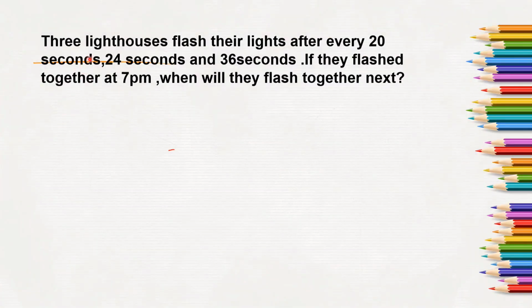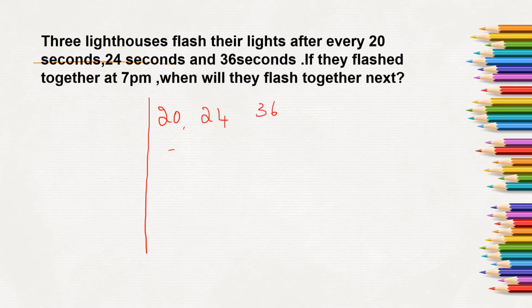Next question. Three lighthouses flash their lights after every 20 seconds, 24 seconds and 36 seconds. If they flash together at 7 p.m., when will they flash together next? To find out when the three lighthouses will flash together next, we need to find the LCM of the flash intervals, which are 20 seconds, 24 seconds and 36 seconds. So here, 20, 24 and 36.